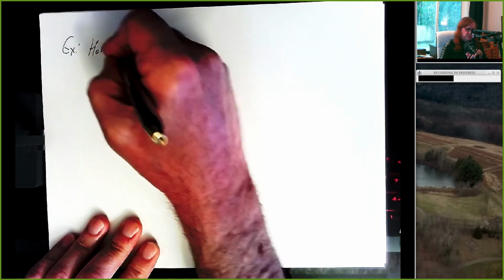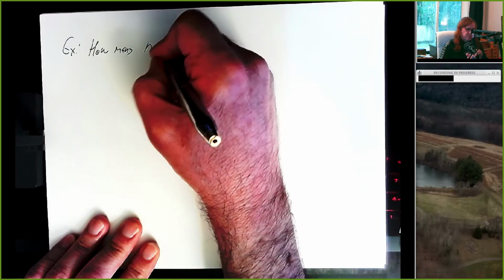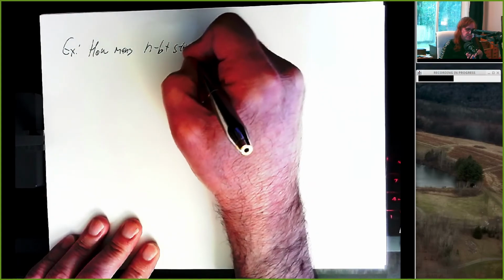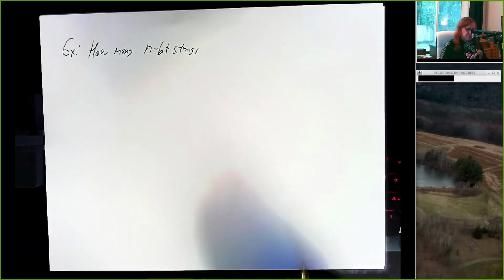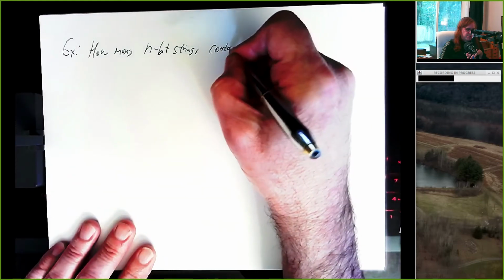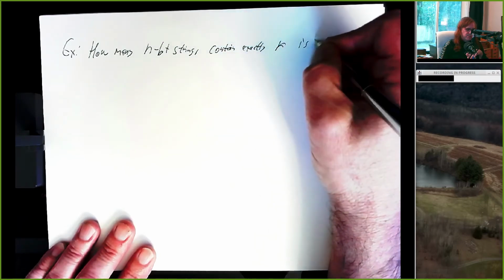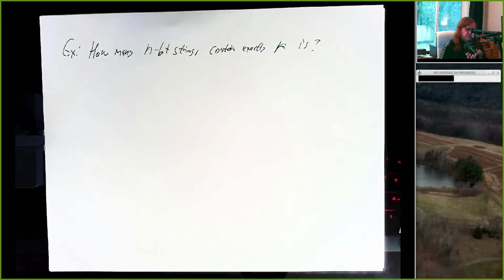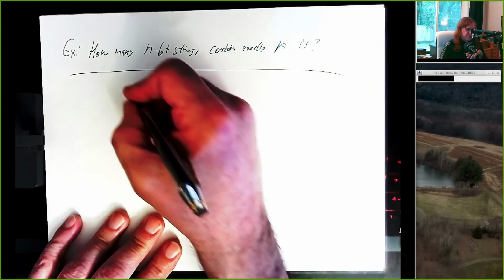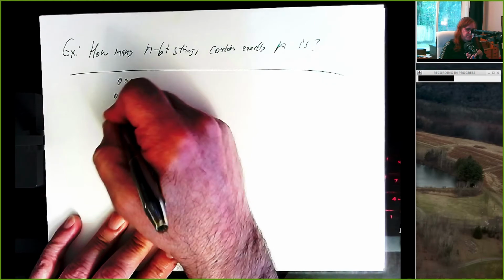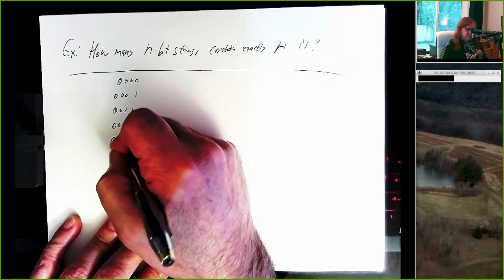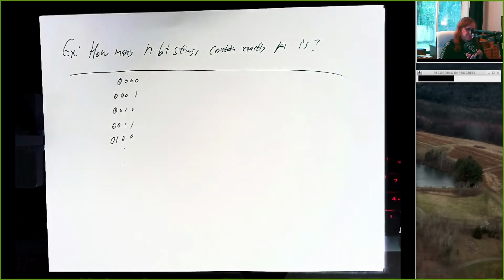Example: how many n-bit strings contain exactly r ones? So like 4-bit strings, for example. We could ask how many 4-bit strings contain exactly 3 ones. And that might be a useful thing to know.